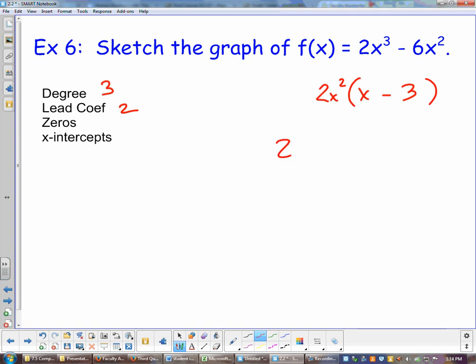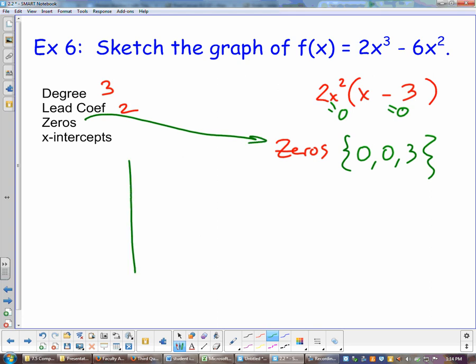Equals 0 and 3. So what are the zeros? I'm going to set this equal to 0. I'm going to set this equal to 0. It equals 0 and 3. So 0, 0 and 3. Everybody agree? Okay? So that means that those are my zeros.